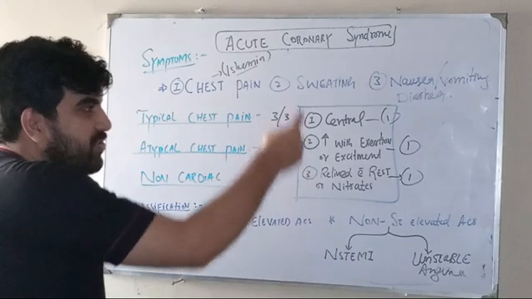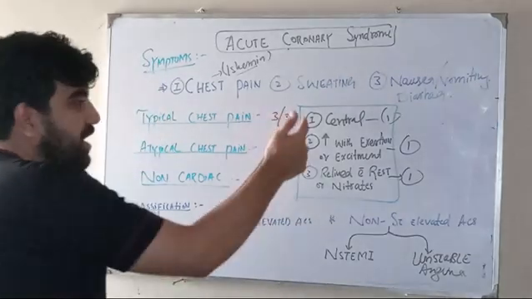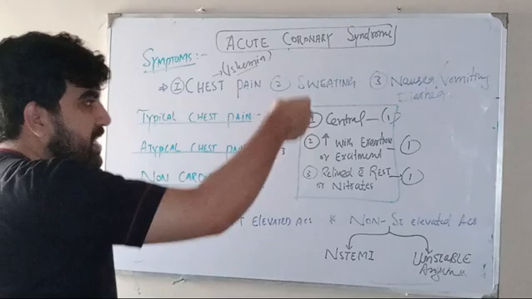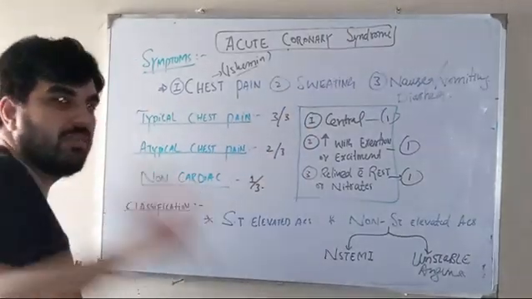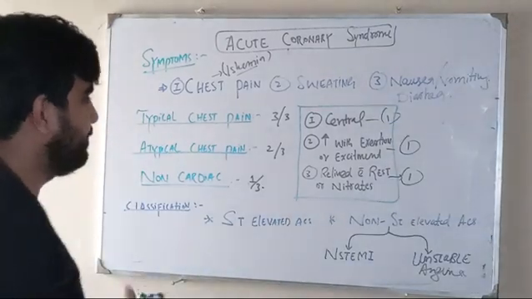If all the 3 are present, 3 by 3, this is typical chest pain. If 2 by 3 is present, this is atypical chest pain. If 1 by 3 is present, this is non-cardiac.